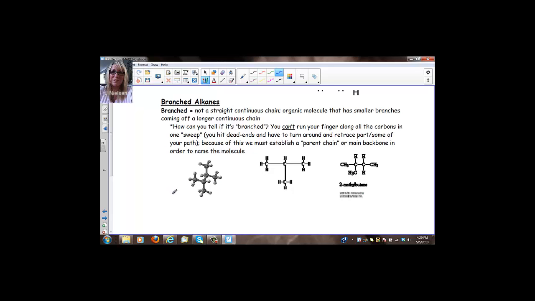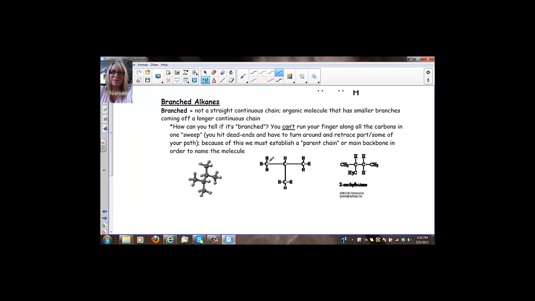Branched alkanes, meaning not straight. You don't have a straight continuous chain. You've got some smaller branches coming off of that continuous chain. How can you tell if it's branched? Well, if you can't run your finger along all of the carbons in one sweep, meaning you hit dead ends and you have to turn around and retrace some part of it, then we have some type of branch coming off of it.